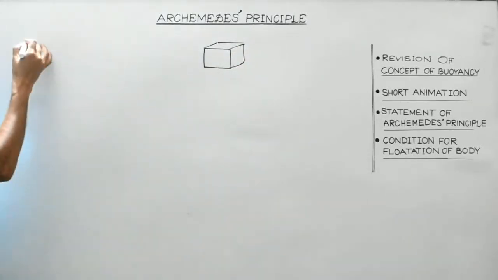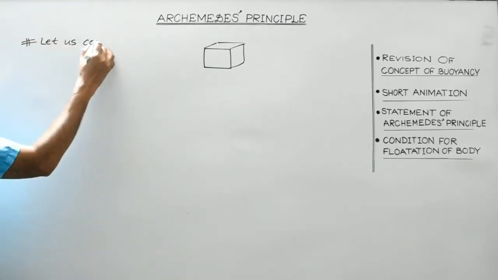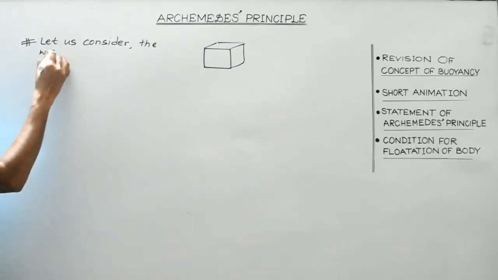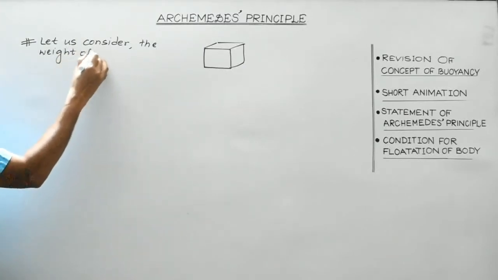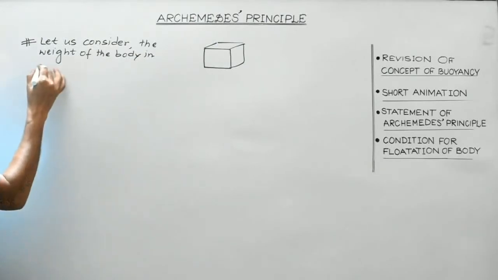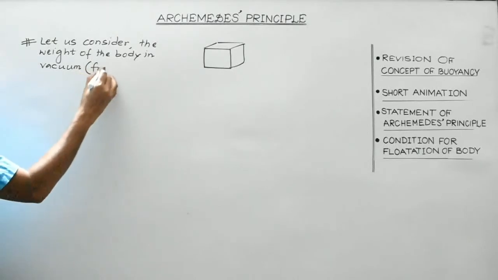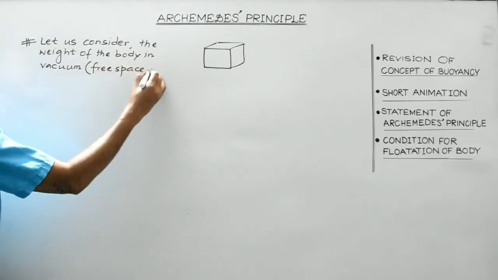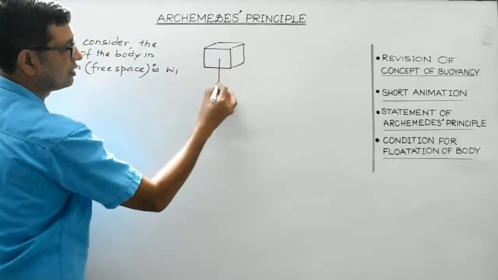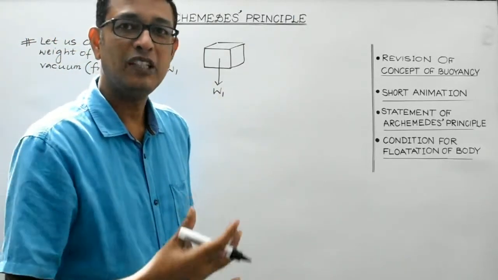And first point is, let us consider the weight of the body in air or in vacuum. Vacuum means in the absence of any medium, that is free space, is W1. So it will act along this direction. So W1 is, students, the weight of the body under consideration.